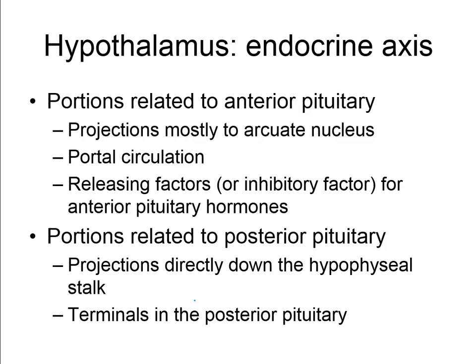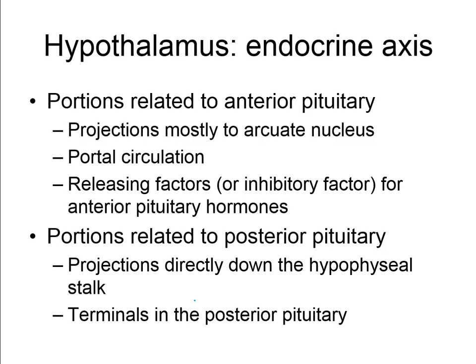All right. Let's talk about the endocrine system. So we have to separate out things that go via anterior and posterior pituitary. In the anterior pituitary, projections mostly go to what's known as the arcuate nucleus that sits in the walls of the base of the infundibulum. Okay? We have a portal circulation.